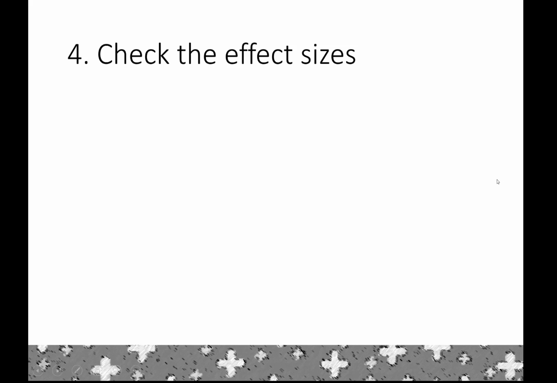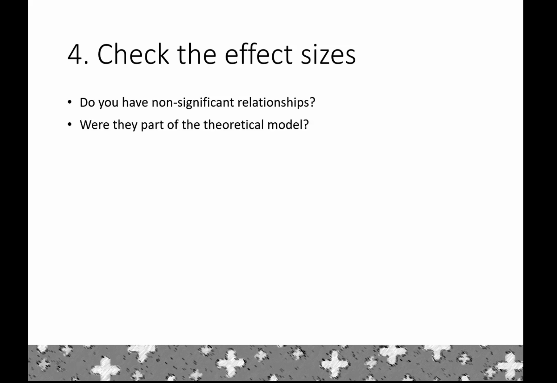Here you have to ask yourself a few questions. Do you have non-significant relationships? And if so, were they part of the theoretical model? If they were part of the theoretical model, you will probably want to keep them in because you're making a point that a relationship does not exist when perhaps an opposite relationship between other variables exists. If they are not part of the theoretical model, you can take them out. In SEM, the principle of parsimony is very important. This states that when you have multiple models that fit your data, you should always choose the simpler one.